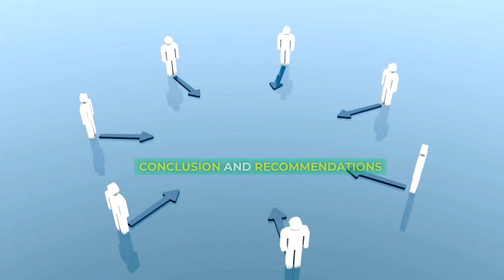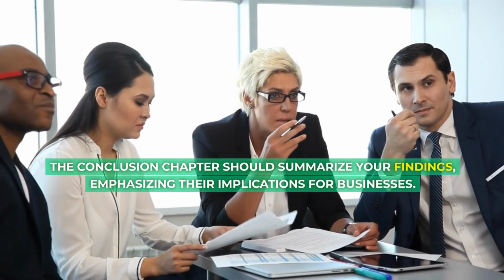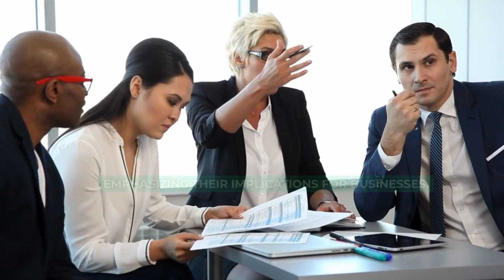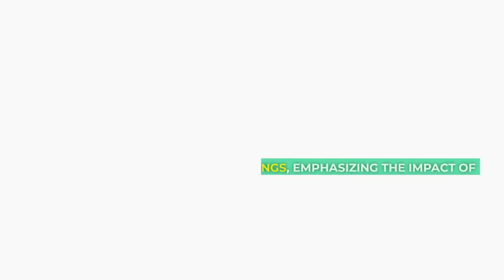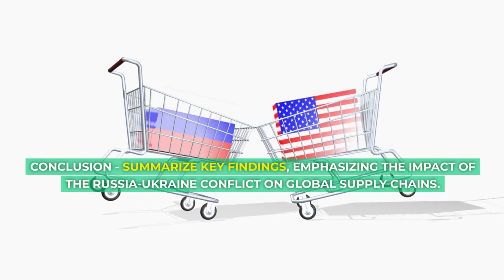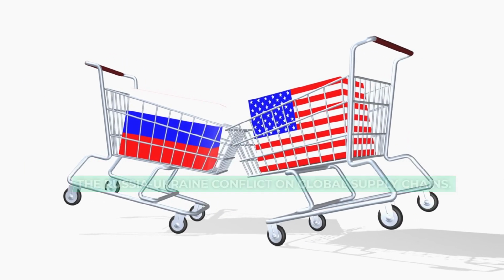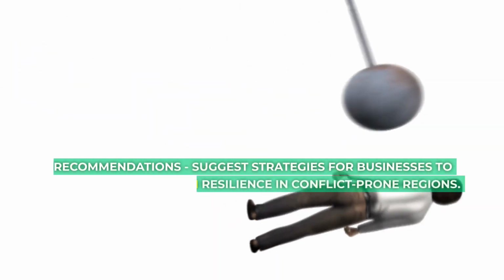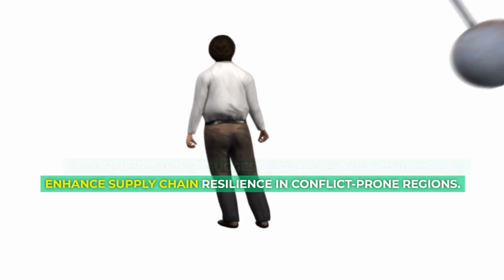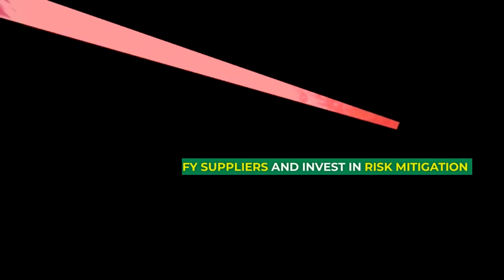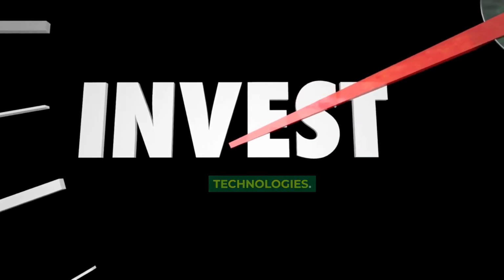Conclusion and recommendations. The conclusion chapter should summarize your findings, emphasizing their implications for businesses. Recommendations should provide actionable insights. Conclusions summarize key findings, emphasizing the impact of the Russia-Ukraine conflict on global supply chains. Recommendations suggest strategies for businesses to enhance supply chain resilience in conflict-prone regions. For instance, diversify suppliers and invest in risk mitigation technologies.